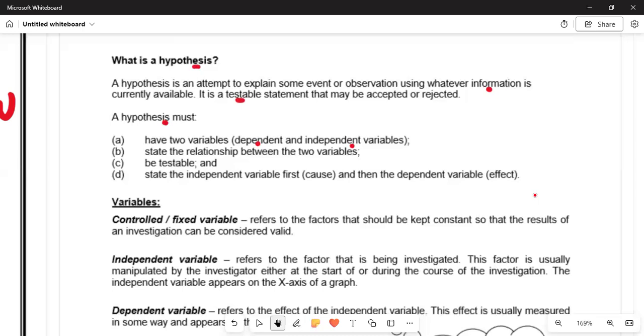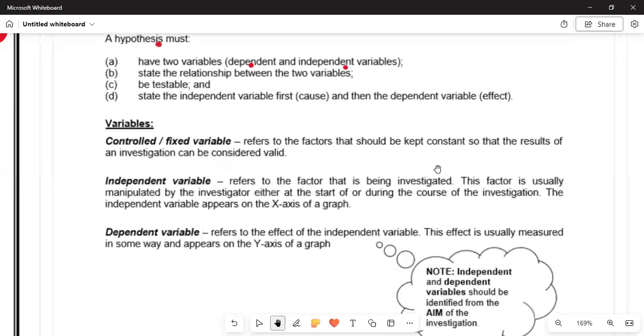And then we are moving to variables right now. We have three types of variables. Number one, it is a controlled or fixed variable. Something that is fixed is not moving, it is constant. It refers to factors that should be kept constant so that the results of the investigation can be considered valid. Number two, we have the independent variable.